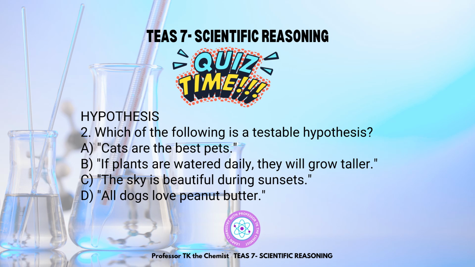Question number 2. This is a hypothesis question. Which of the following is a testable hypothesis? A, cats are the best pets. B, if plants are watered daily, they will grow taller. C, the sky is beautiful during sunsets. Or D, all dogs love peanut butter.